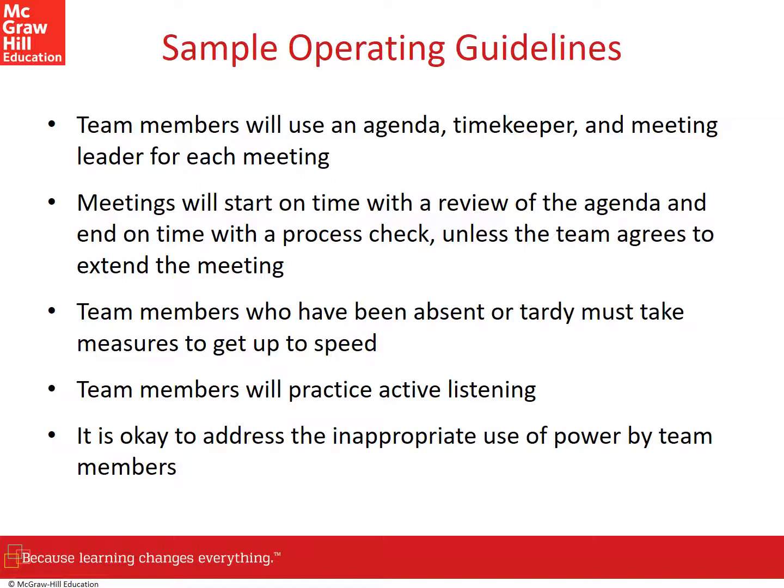So here are some sample operating guidelines that are suggested in our text. Everybody gets an agenda. You may have a timekeeper, especially if there is a concern about the meeting running over. You'll have a timekeeper, and you'll have a leader for each meeting. That's usually called the chairperson. Meetings start on time. You review the agenda, or actually, people should get a copy of the agenda beforehand. And then the meetings end on time with a process check, which we'll talk about in a minute, unless everyone agrees to extend the meeting.